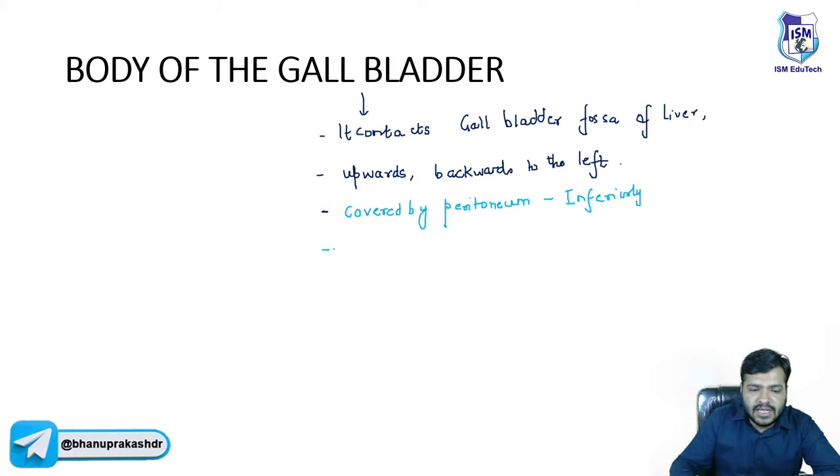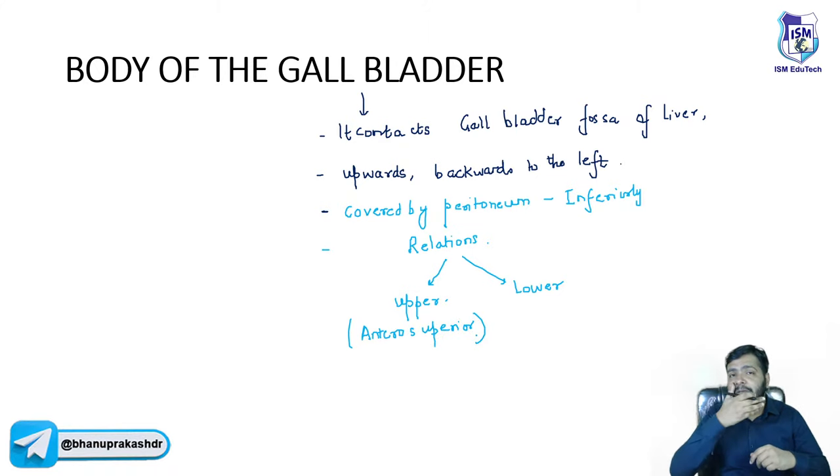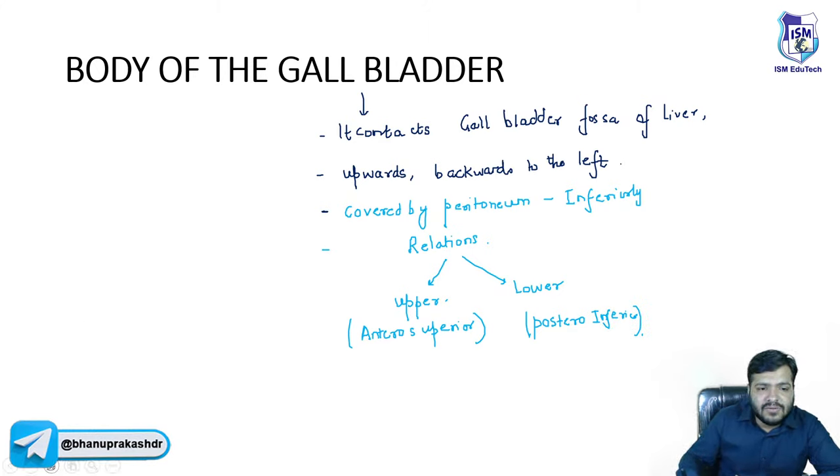Now, if we talk about the relations, you already know we have the anterosuperior relation, or simply I can say the upper part of the body and the lower part of the body. The upper part is also called the anterosuperior part, meaning towards the front, and it is upwards, right? And the lower part is towards the back. It is the posterior inferior part.